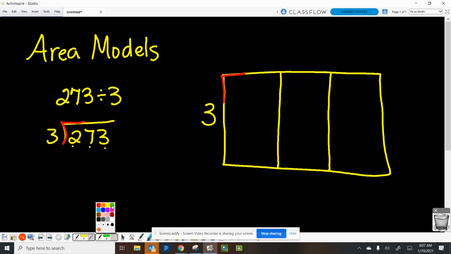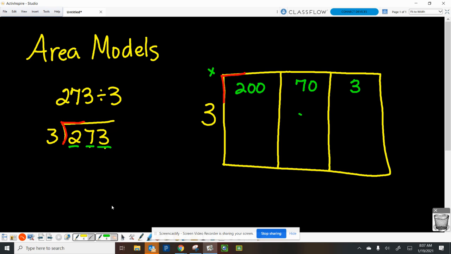Now we're going to take 273 and we are going to break it down by its value. What is my 2 worth? Well, it is worth 200. What's that 7 worth? It is worth 70. And what's the 3 worth? It is worth 3. Now, because this is division, those partial quotients go inside the box.